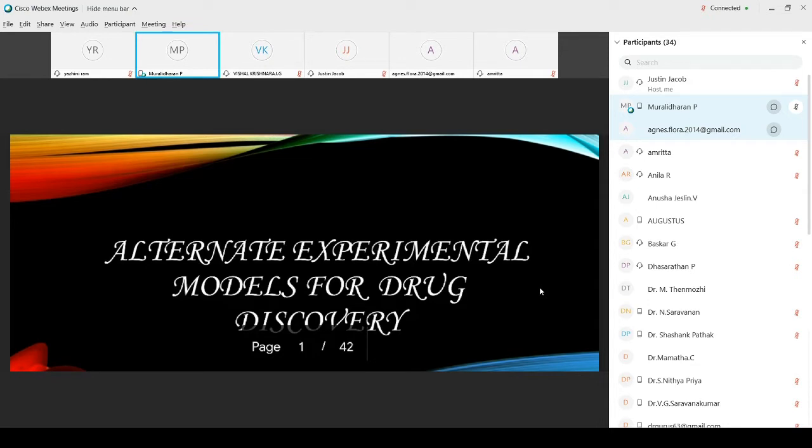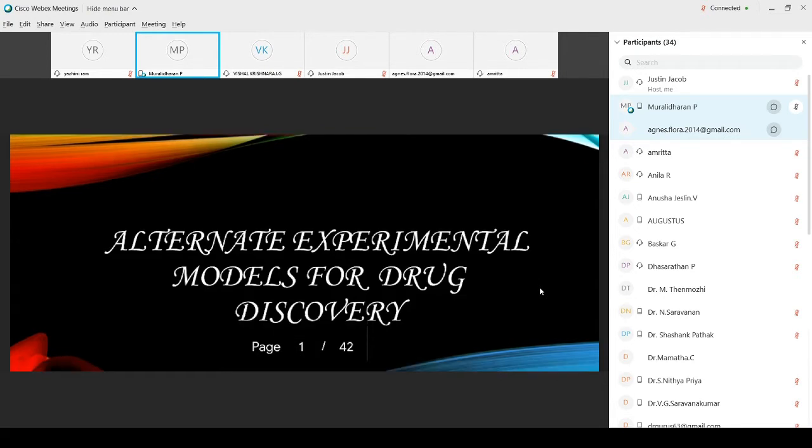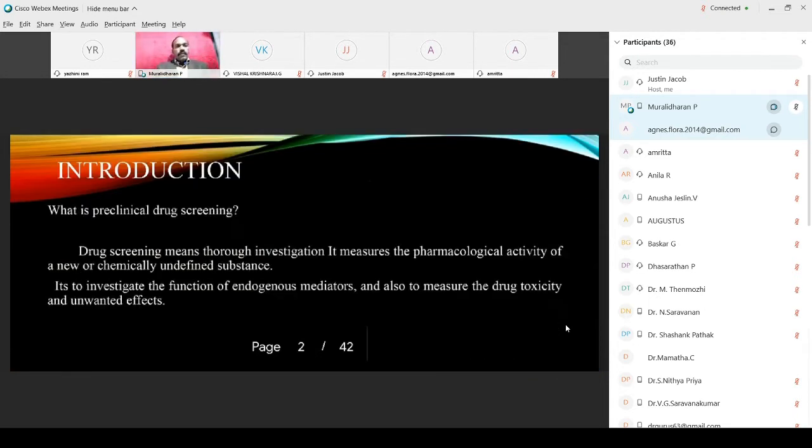So, good morning, everybody. The topic for discussion today is alternative experimental models for drug discovery. Introduction. First, drug discovery starts from identifying the chemical compounds and their nature by physical as well as chemical methods. Then the second stage is preclinical drug screening. Drug screening means a thorough investigation used to measure the pharmacological activity of a new chemical compound or chemical substance, or any combined chemical substances made for a purpose.